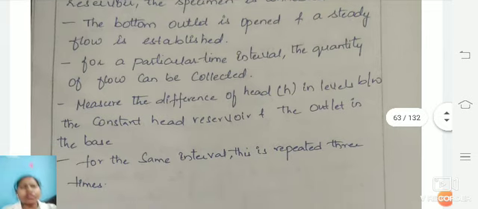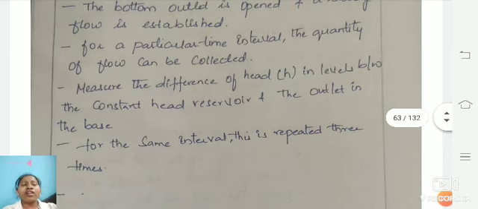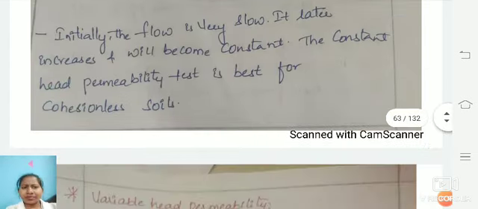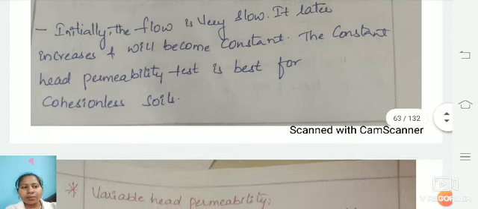For particular time intervals, you have to collect the flow. To measure the head, the total head is taken from the levels of the constant head reservoir and the outlet also. The same intervals will be repeated for the times also. The initial flow will be very slow, later it will continuously increase. The constant head permeability test is best only for cohesionless types of soils.